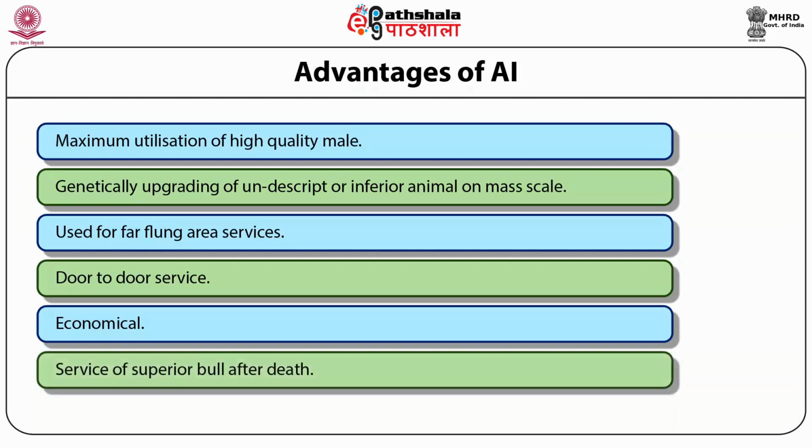Service of a superior bull can be utilized even after death. Even if the bull dies, its semen can be preserved and can be used for years after the death of the bull. So we can say artificial insemination has a number of advantages, and this is the most commonly used assisted reproductive technique at field level.